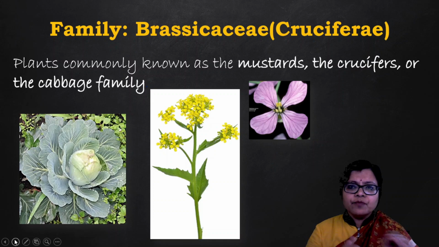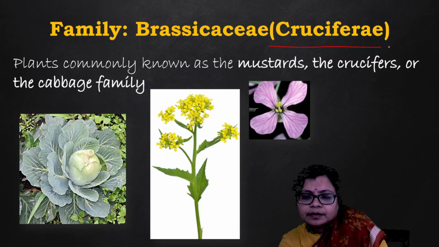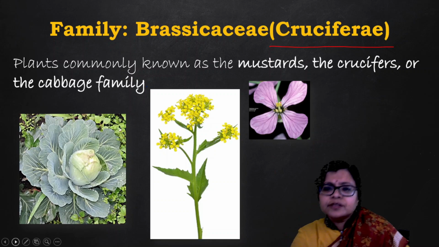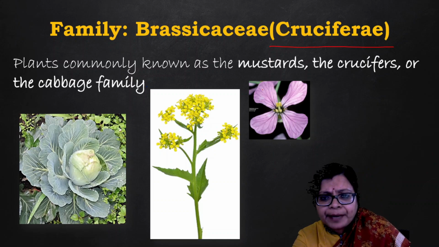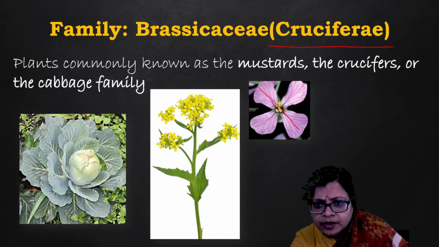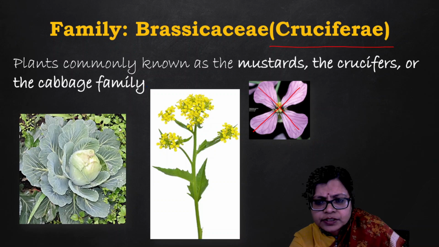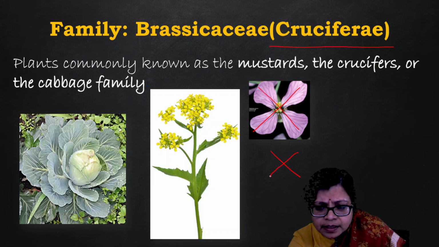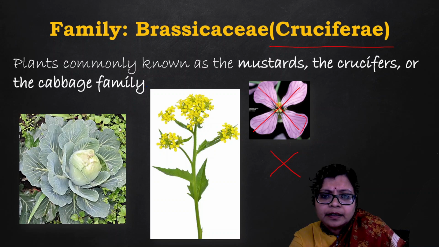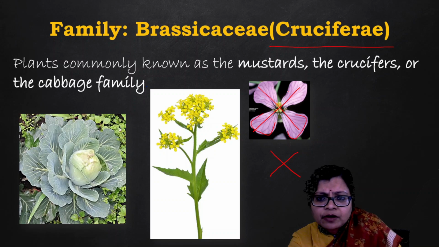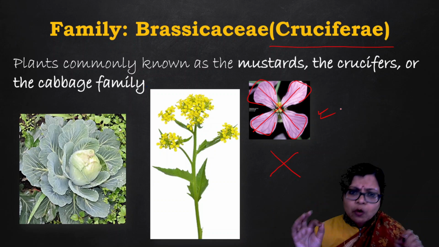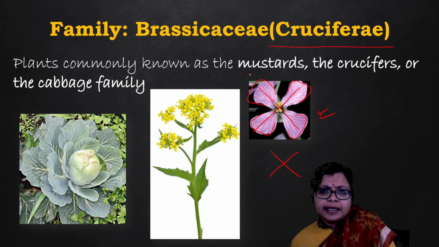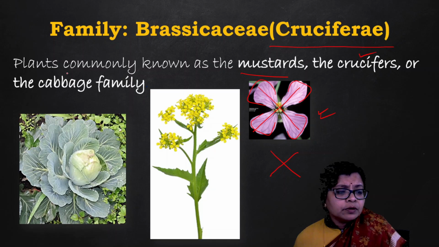Formerly, this family was called Cruciferae. The members of this family possess unique flowers where the petals are arranged in Greek cross manner, or we can consider it as multiplication or the into sign. This arrangement of the petal is responsible for giving the name of this family Cruciferae. It is also considered as mustard family, crucifers, or the cabbage family.